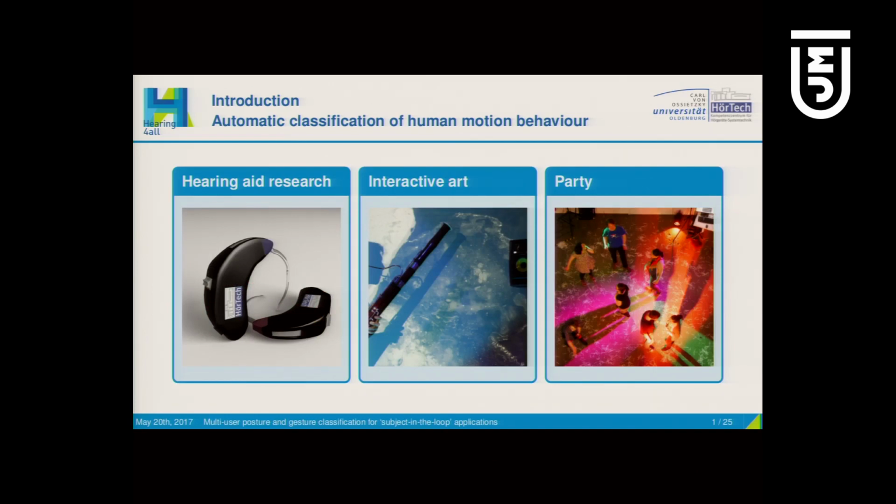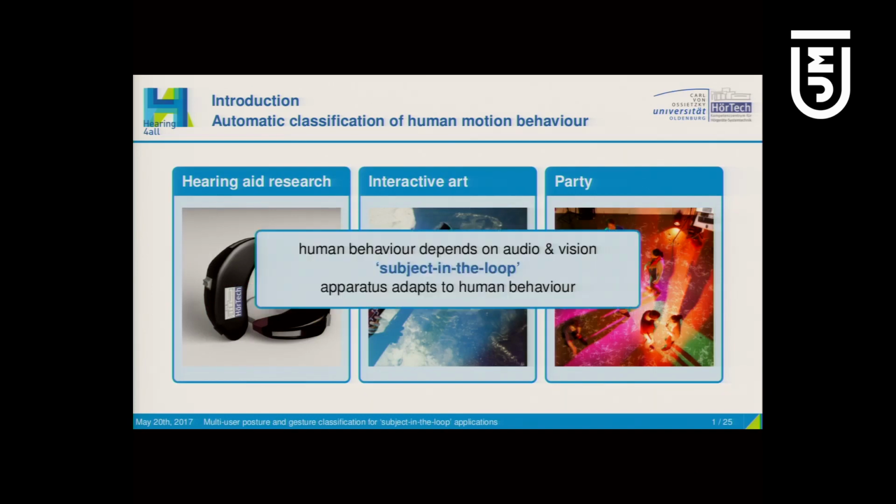So what's common to all of these three applications is that we have some kind of subject in the loop. So it's kind of a feedback loop. We know that human motion behavior depends on the audiovisual environment that we are in. But then we have this subject in the middle, and we have some kind of apparatus which tries to control and to stimulate certain behaviors. And by closing this loop, we might be able to control the behavior in some sense.